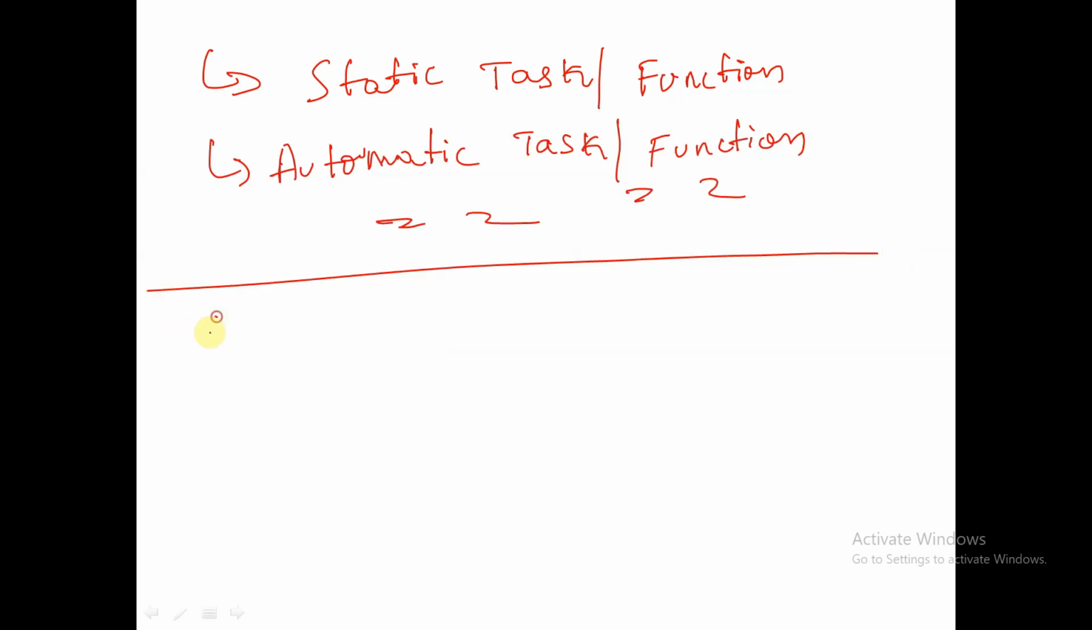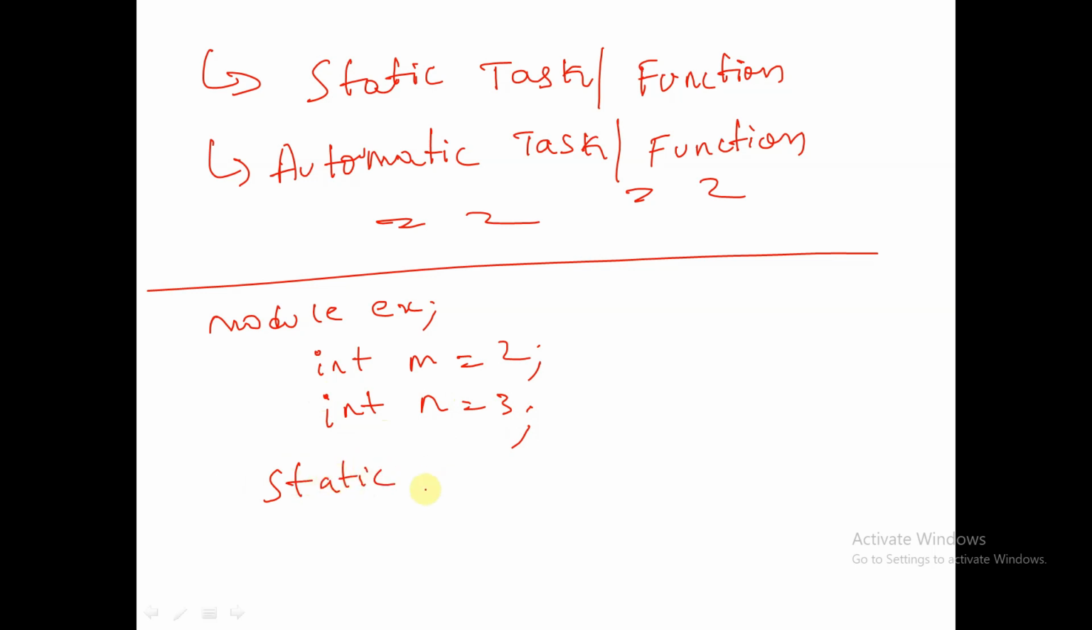So for this, again, I will take one model example, and I will take two variables, say m is equal to 2 and n is equal to 3, and I will take a static task, static return type.